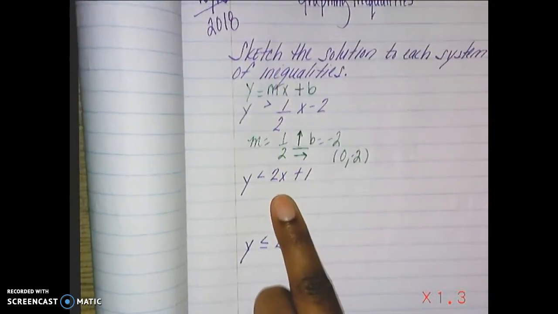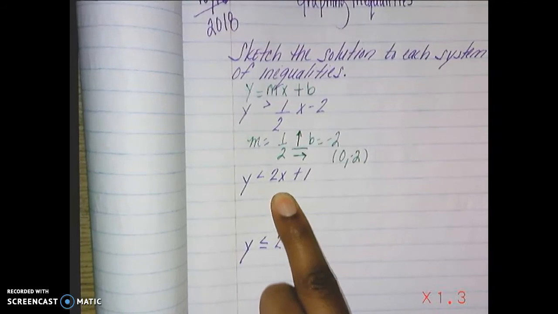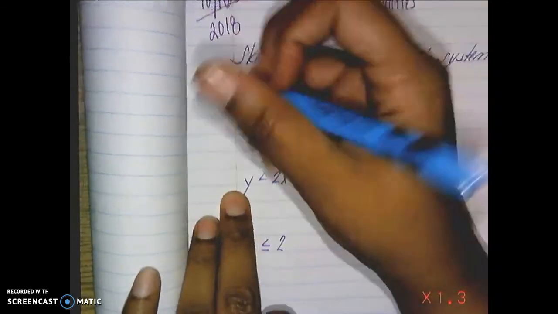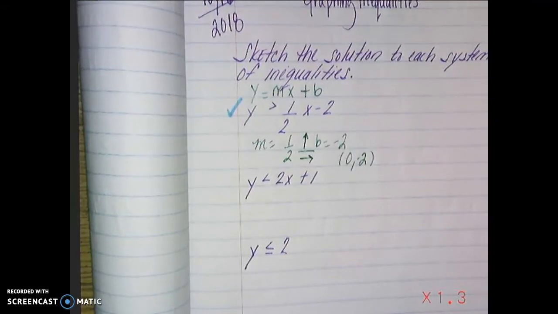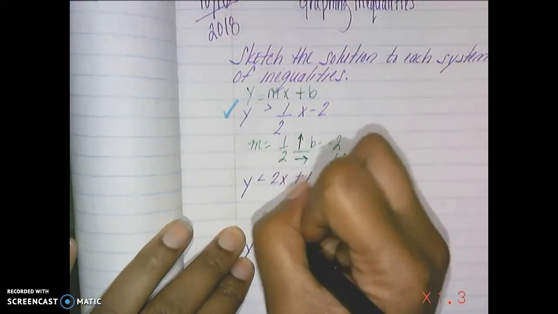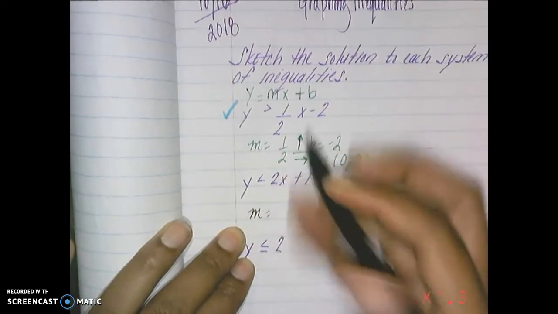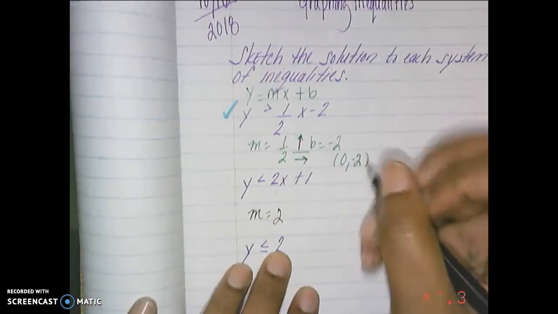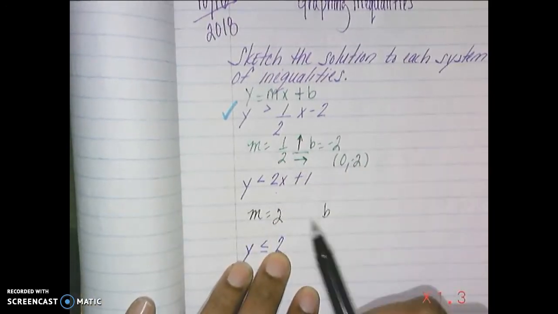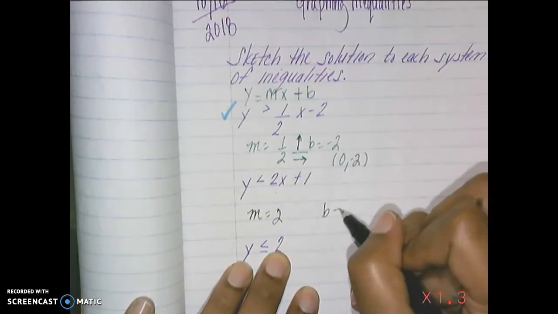This is going to be the second inequality. What you see in blue is already done, that's that one there. Now I'm going to go to the one that's right below it. Again, I'm going to point out the important information. The slope is my coefficient in front of x, so it's 2. And my y-intercept is whatever follows x, which is 1.